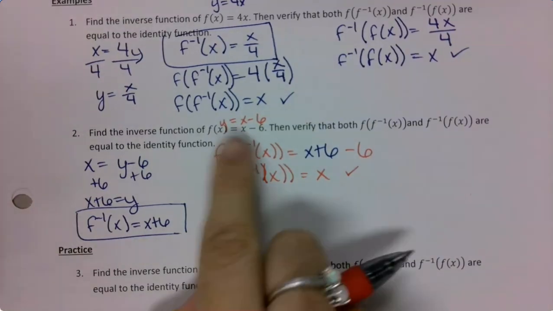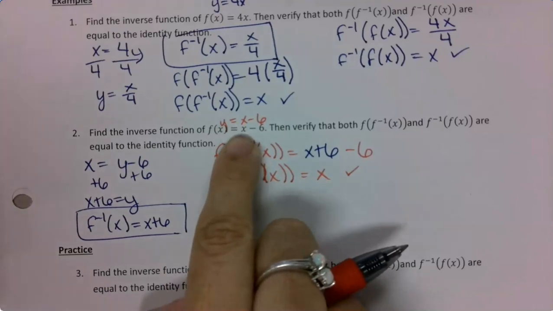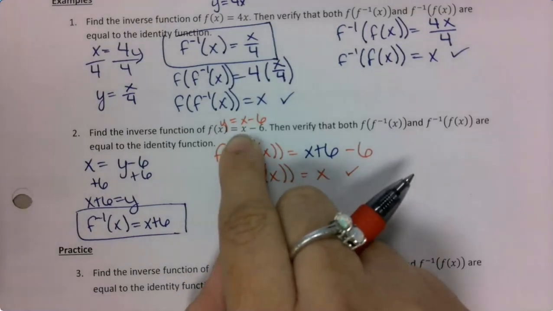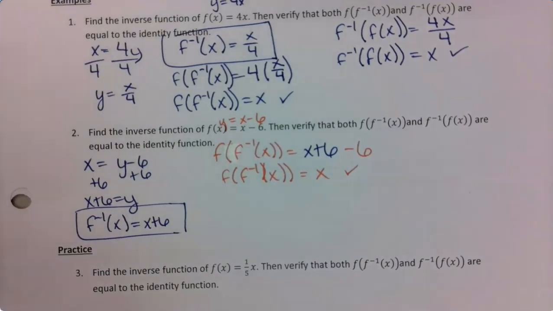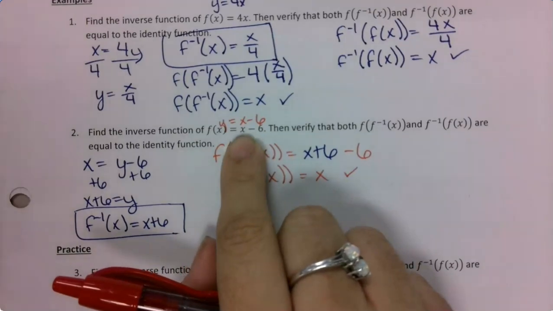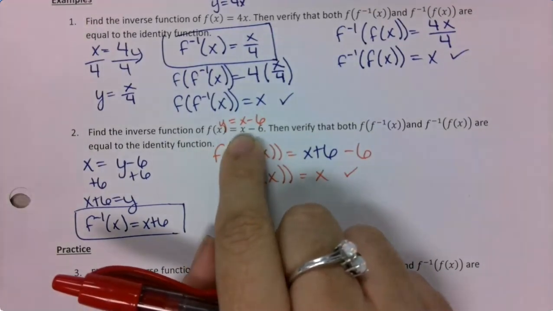From my original function? What do you mean? I replaced, and so instead of writing the x, I wrote x plus 6. Yeah. My original function is x minus 6. So I'm replacing the x from my original function with the x plus 6.